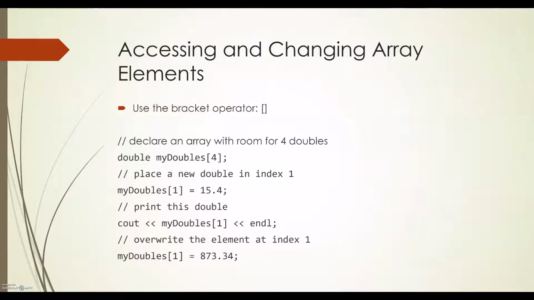Next, I set the second element in the array, which is at index 1. I print it on the next line, which should print 15.4. Finally, you can also overwrite an element in an array by accessing it and setting it with a new value. This covers the basic notation you will need to understand to interact with arrays.